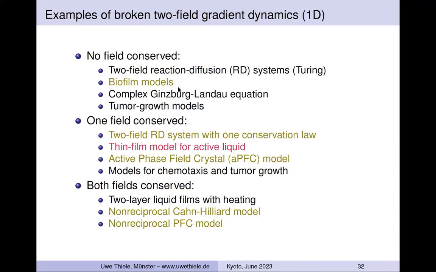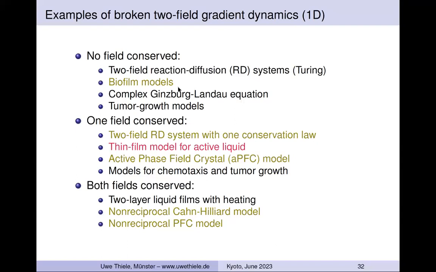If one field is conserved, what is very fashionable right now is to look at reaction diffusion systems with one conservation law. Digging into the literature, one finds this was developed here in Japan about 15 years ago, but is now a boom in many groups in the West, in the context of modeling protein reactions in cells and so on. Thin-film models for active liquids, I will show you a bit about this. Active phase-field crystal models, where you look at crystallization not of passive colloids, but of active colloids that move around. And by the way, we have worked on those at some point, and I can discuss this. Models for chemotaxis, tumor growth.